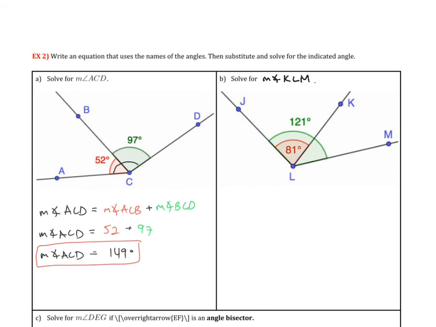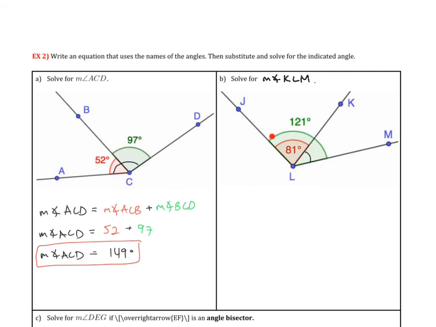All right, let's go ahead and move on to part B. Part B tells us to solve for the measure of angle KLM. So if I trace out KLM, here's K to L to M. Oh, it's actually this little missing piece right here that has no angle measurement. So let me go ahead and mark that in the picture.